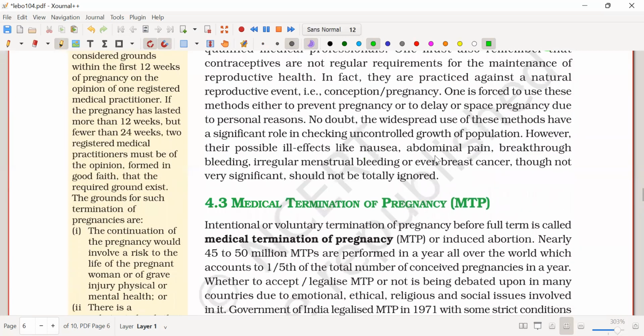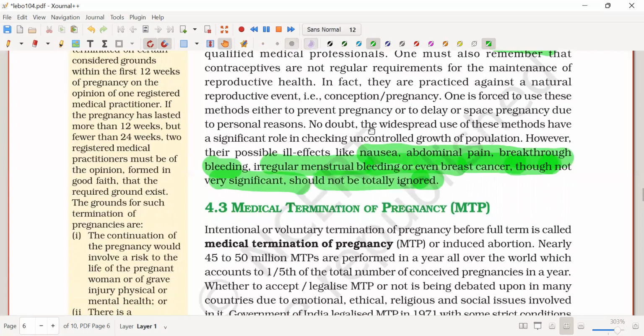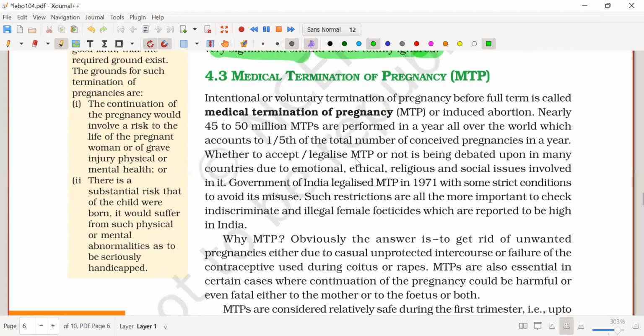This and all can happen. Medical termination of pregnancy, MTP.